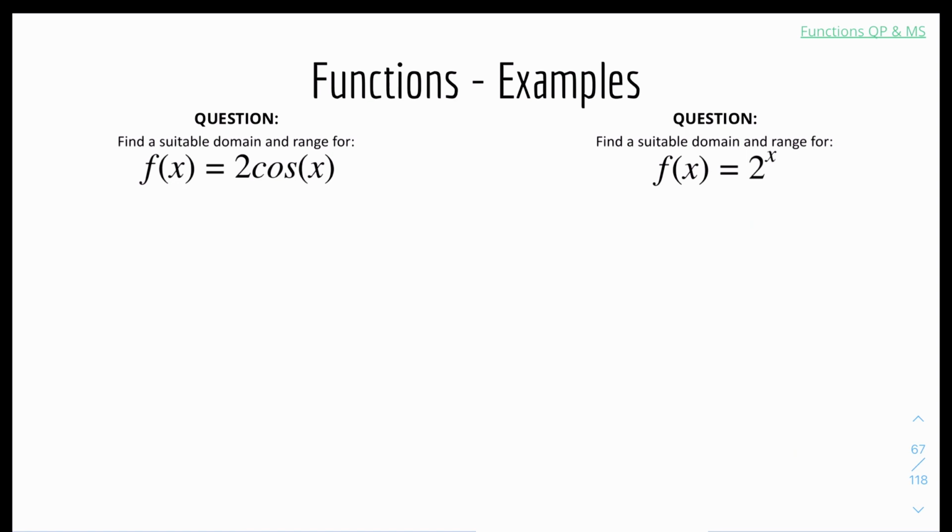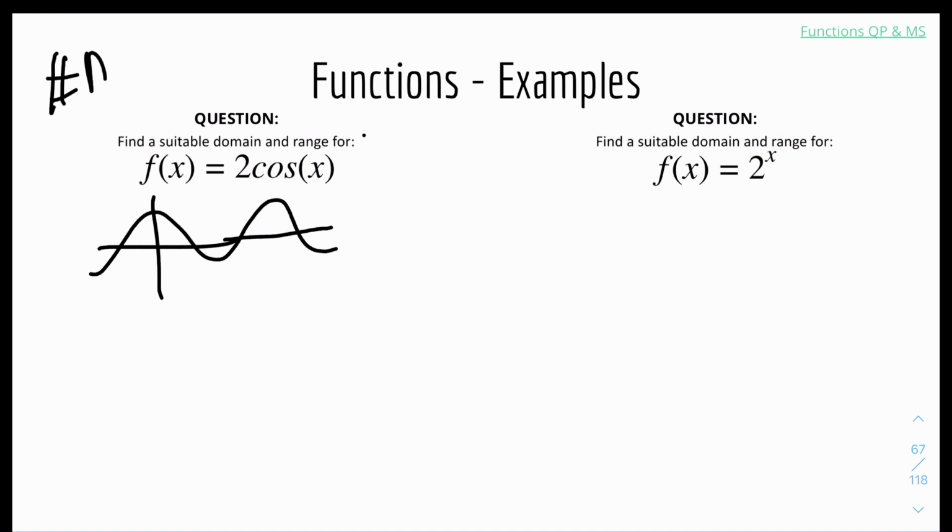Then we have some examples. Find a suitable domain and range for 2 cos x. So we know that the cos x graph looks something like this. And when you have a question that asks you for the domain and range, you draw a graph because it's more straightforward.